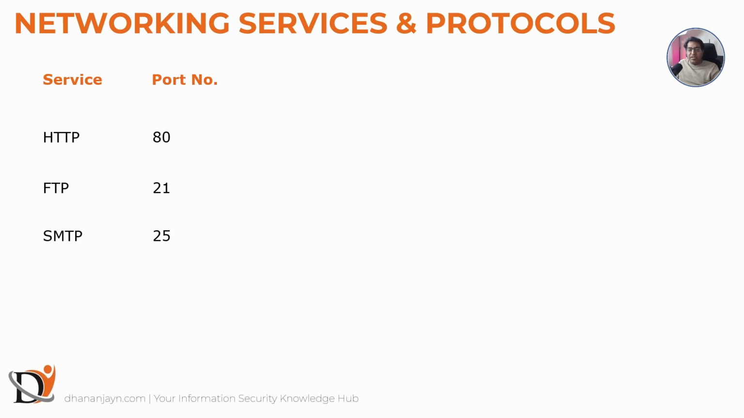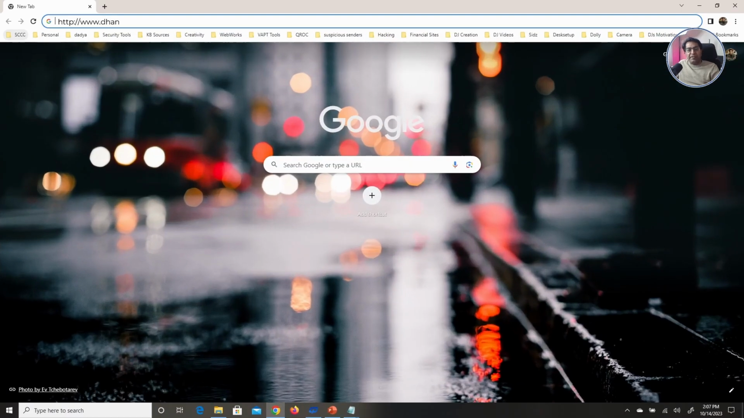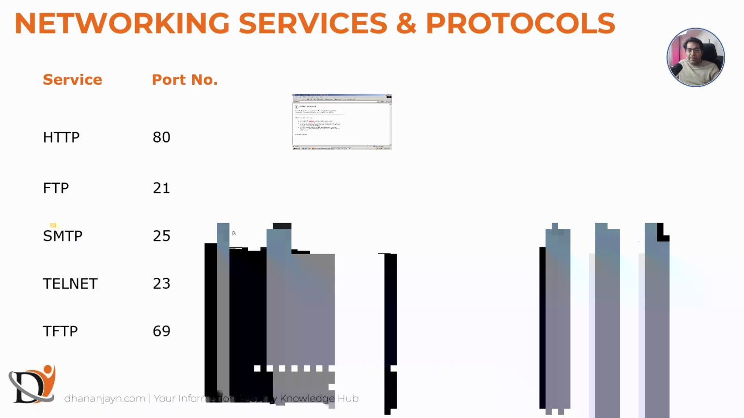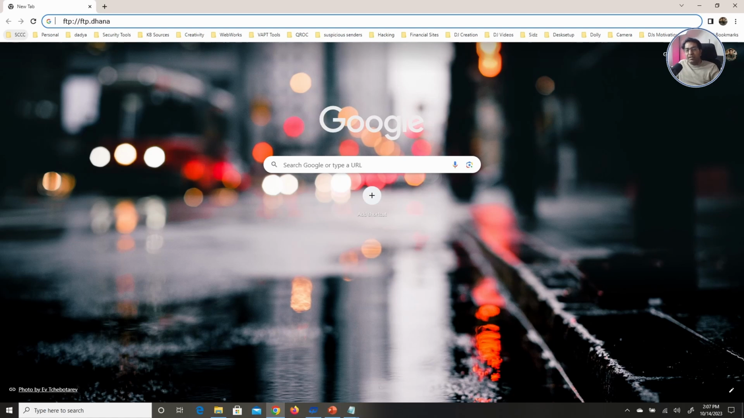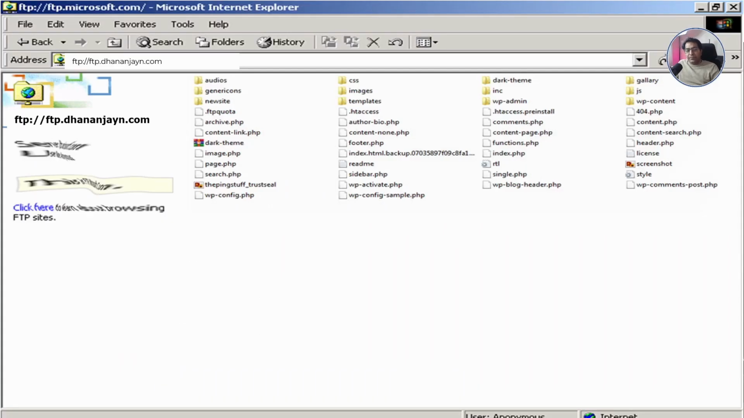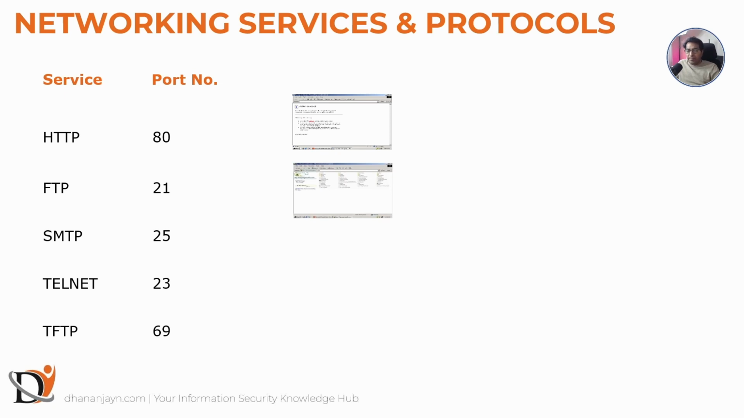Now coming back to the services and ports. As we already discussed, HTTP service uses port 80. If you want to access it, you can access it in this manner. We open the browser, enter the URL, and the web page is displayed. In the same way, coming to FTP, we send a request using the FTP protocol. Again, the files are visible in the way you access files and folders on your computer.